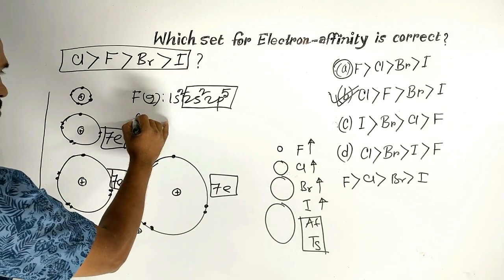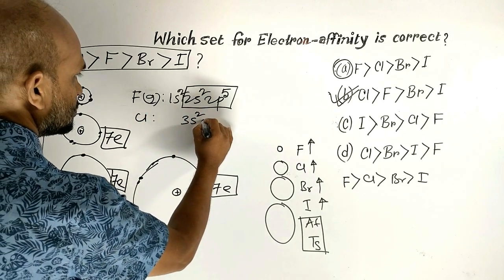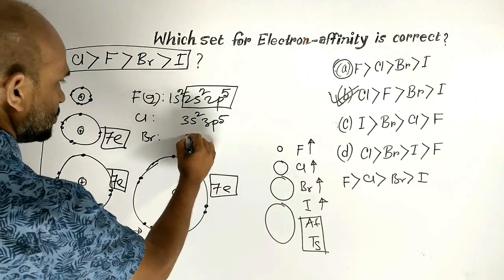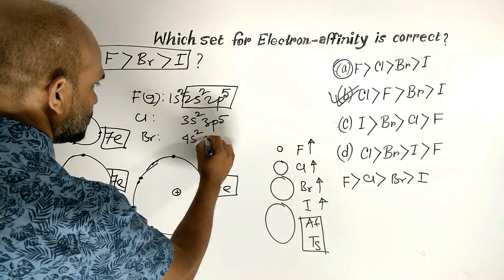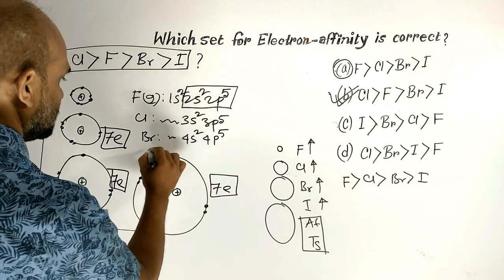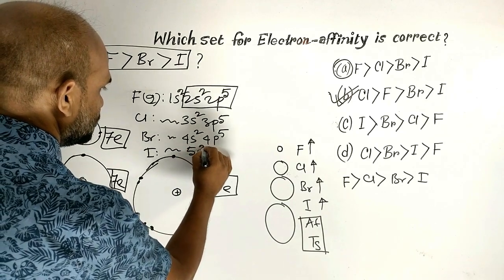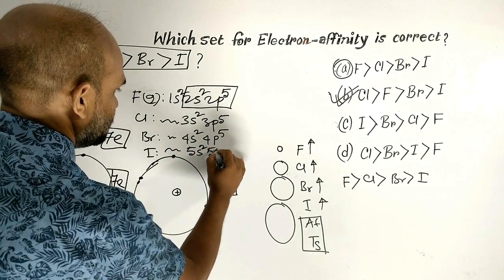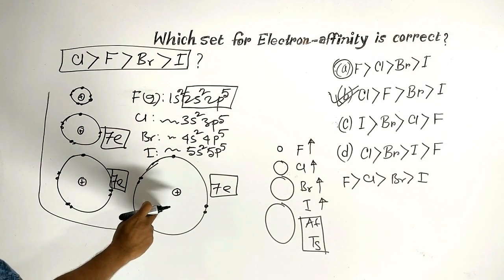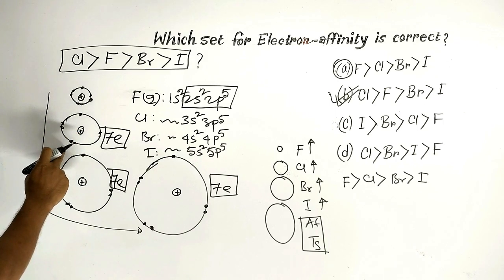Similarly, chlorine 3s2, 3p5, bromine 4s2, 4p5, iodine 5s2, 5p5. That is, all the halogens contain 7 electrons in their outermost shells.